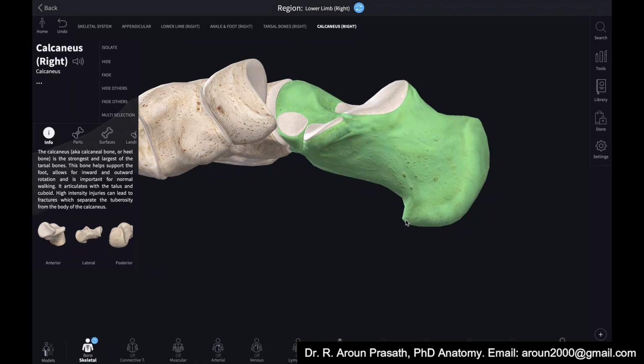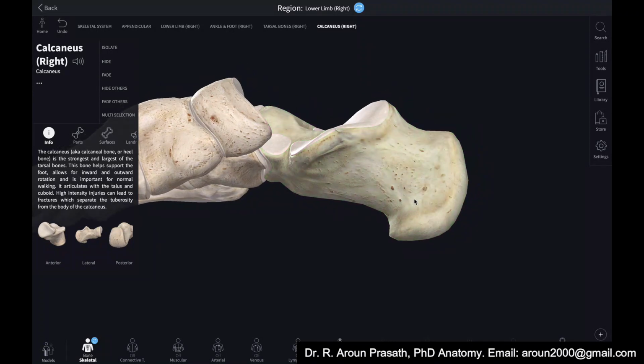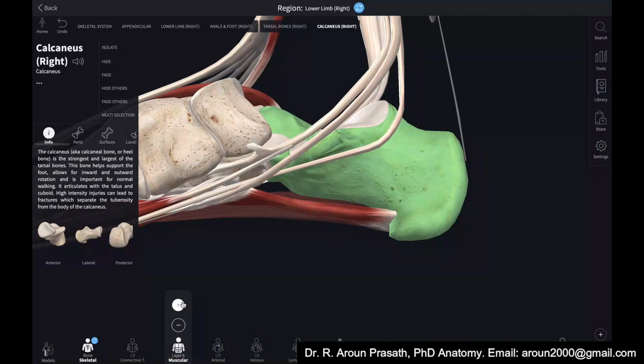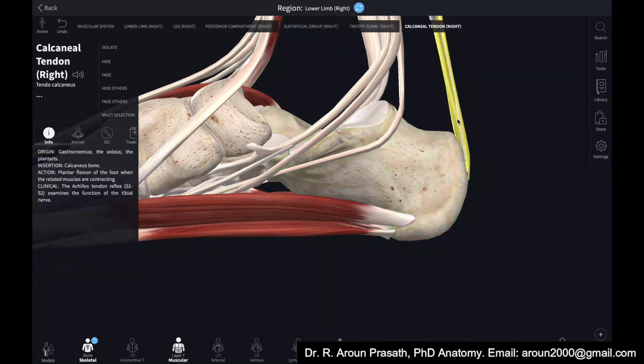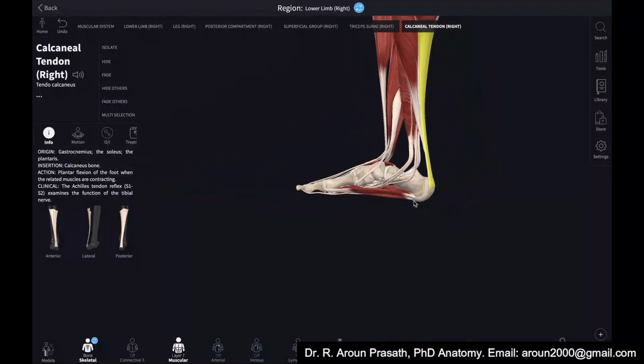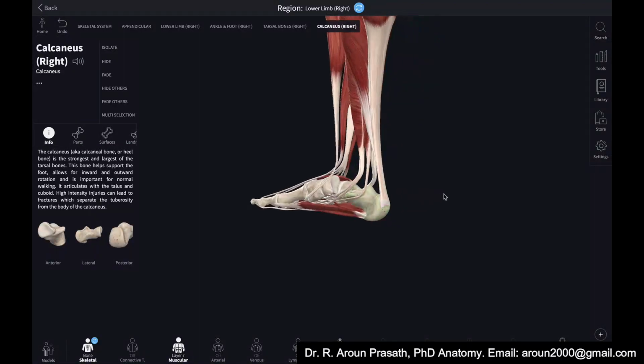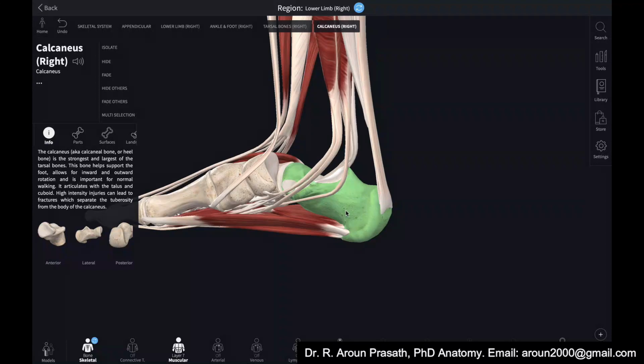The aponeurosis of the foot. And this is the heel area, which gives attachment for the Achilles tendon. You see, this is the Achilles tendon, the strongest tendon in the human body. It is the calf muscle tendon. So when this muscle contracts, you are able to walk.